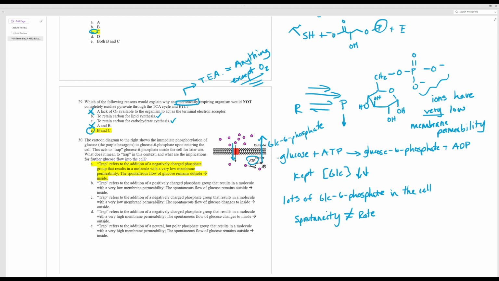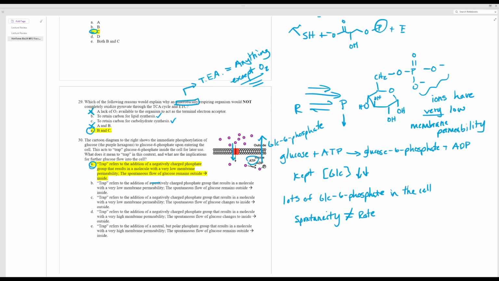Okay. So we've kept glucose coming into the cell, and we've prevented our glucose 6-phosphate from leaving the cell because this phosphate group makes this molecule charged, and it won't be able to pass through the very hydrophobic core of the cell membrane. So now we just got to find the answer choice that corresponds to that. And I made it easy on you guys. A, trap refers to the addition of a negatively charged phosphate group that results in a molecule with a very low membrane permeability. Charge, very low membrane permeability. And the spontaneous flow of glucose remains outside to inside. There's our answer.